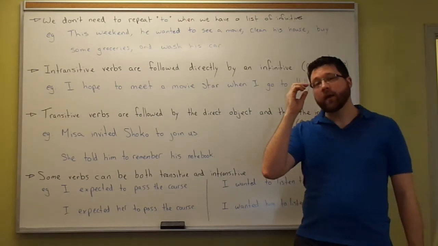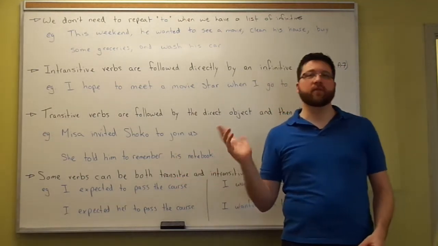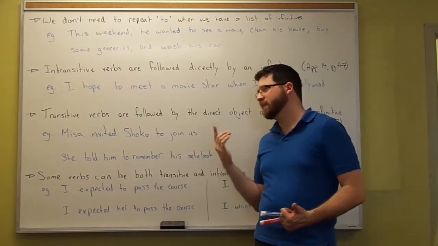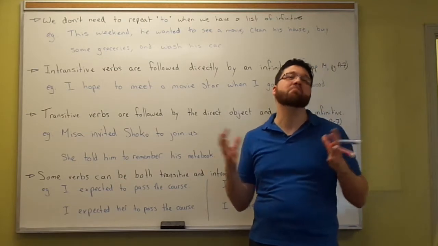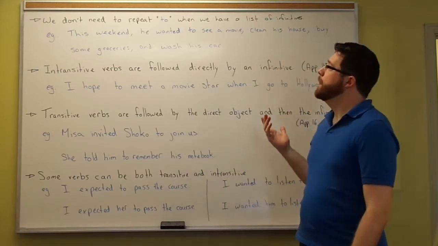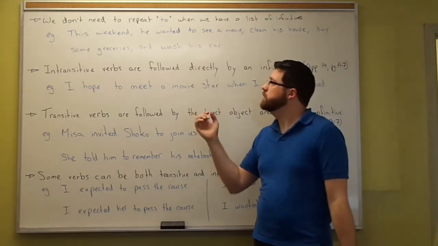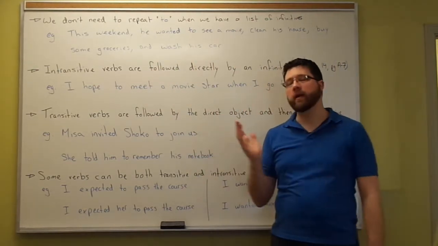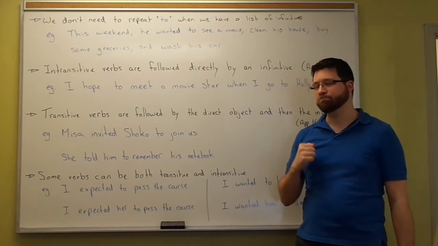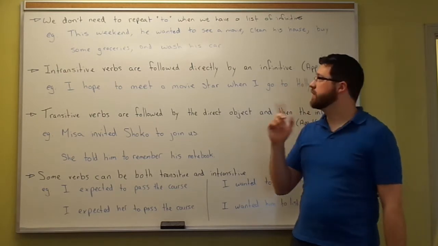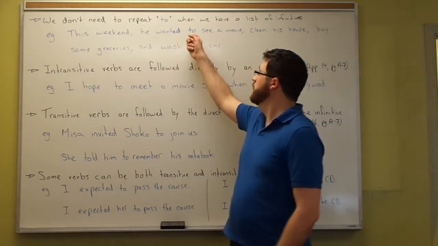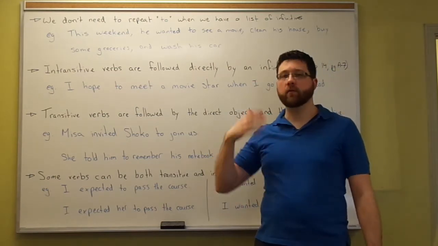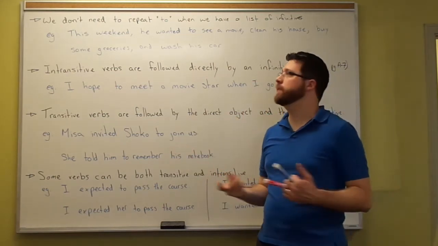So sometimes we have a very simple sentence where we only have one infinitive. But in English, we like to combine ideas. And we have a rule. We don't need to repeat "to" when we have a list of infinitives. But the thing to remember is we do need the first "to". We can't remove all of them.